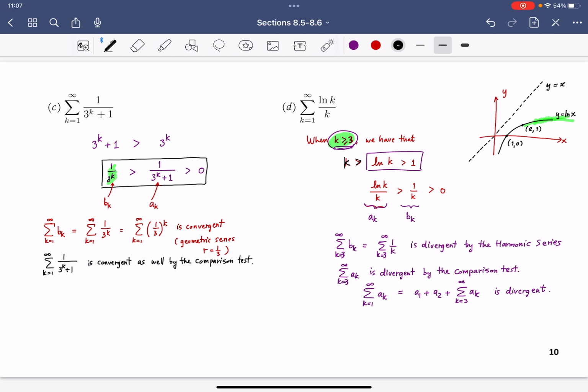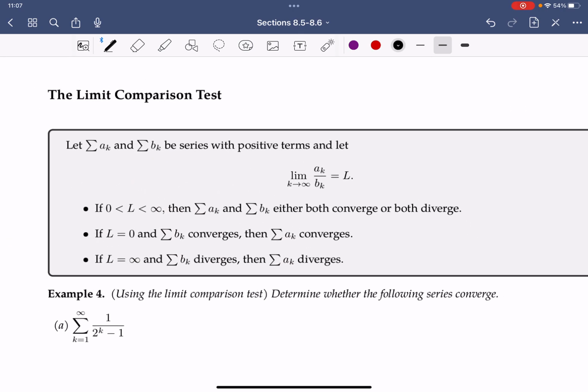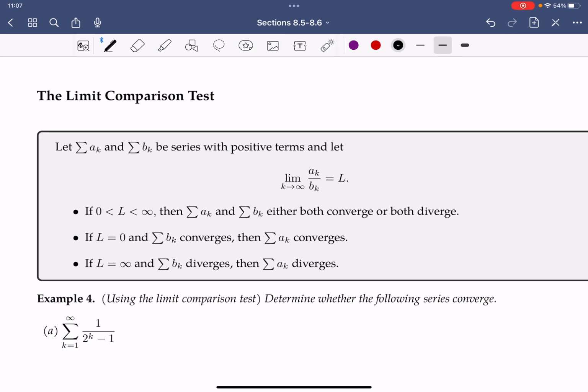We're going to switch from the hard one, the comparison test, to the easy one, the limit comparison test. This is the easy one compared to the previous one. Let's try to do the easy one here. All right, the limit comparison test. For this one, you're going to use it a lot. When you see examples, you'll see that it's a lot easier to use. So for the limit comparison test, we start with series AK and BK as before.